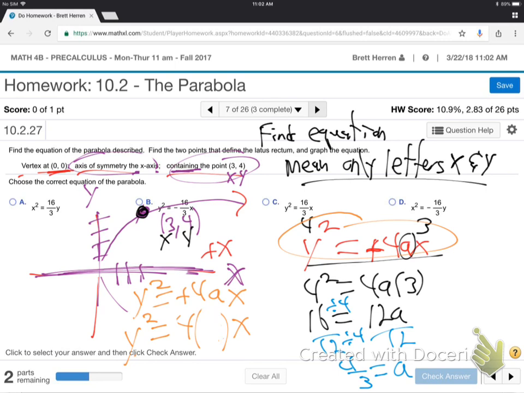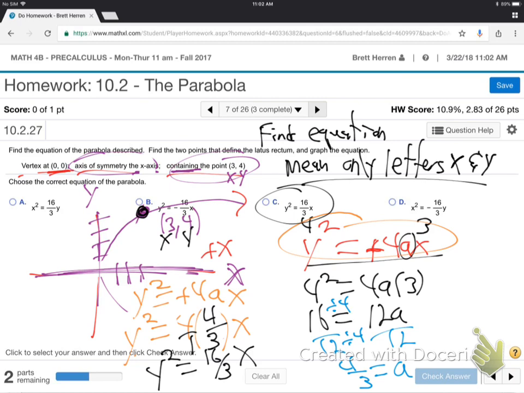So this is 4/3. So what happens then? That's y squared. This is 4 over 1, 16/3 x. Y squared equals 16/3 x. We're done. Did you all track with that? Did I go too quick there at the end? Is that making sense? What happened?